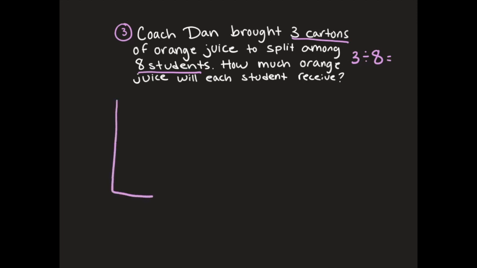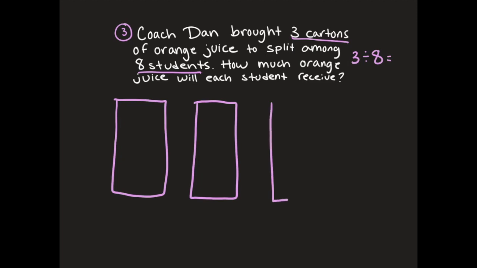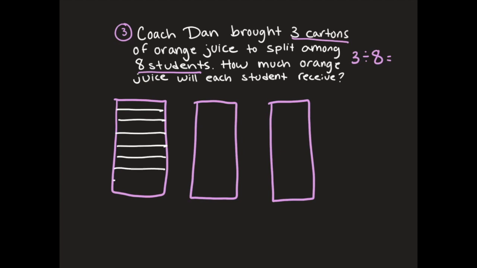Here's carton number 1. It's a big carton of orange juice. Second carton, and third carton. So again, I have 8 students, so I'm going to divide each carton up into 8 pieces. 1, 2, 3, 4, 5, 6, 7 lines give me 8 pieces. And again, 7 lines give me 8 pieces.